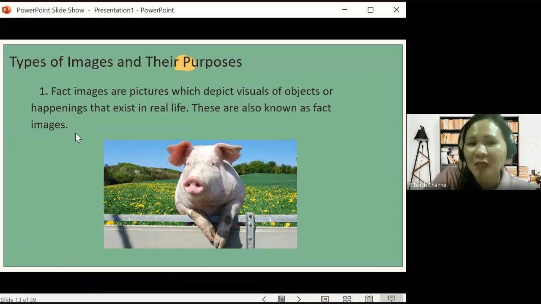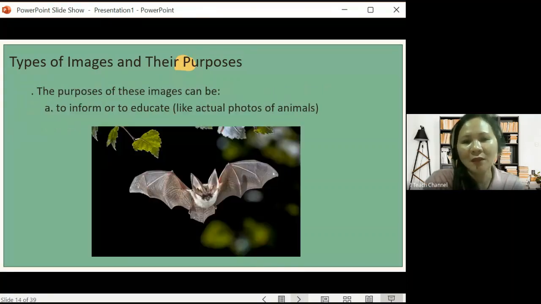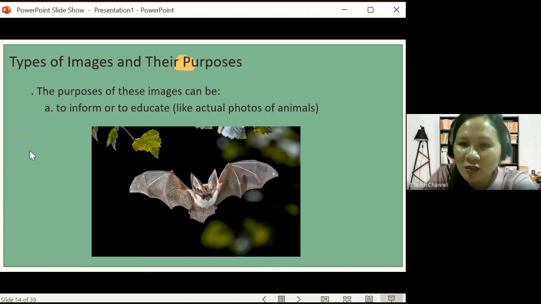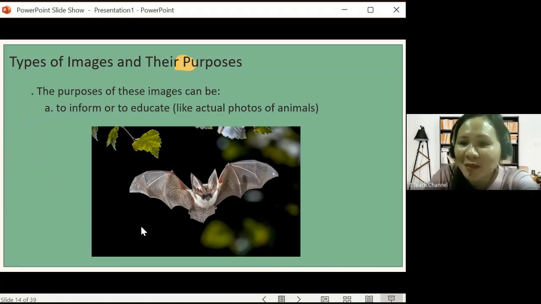Fact images are pictures which depict visuals of objects or happenings that exist in real life. These are also known as real images. Okay? So this is an example of a fact image because this one exists in real life and this is true. All right, next one. Can you tell me what is the first purpose of the fact image? Janella. Bat. Yes, this is a bat, and what is the purpose of this?